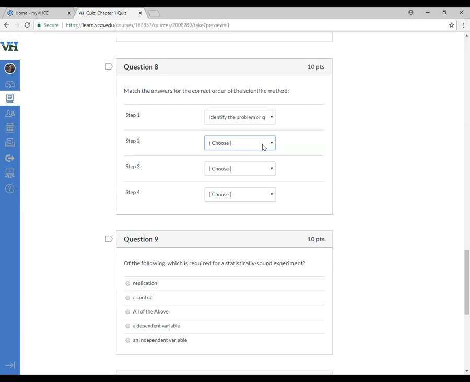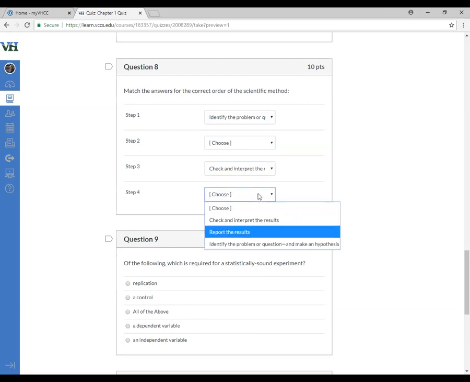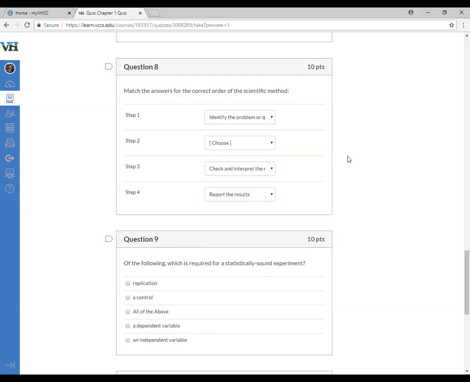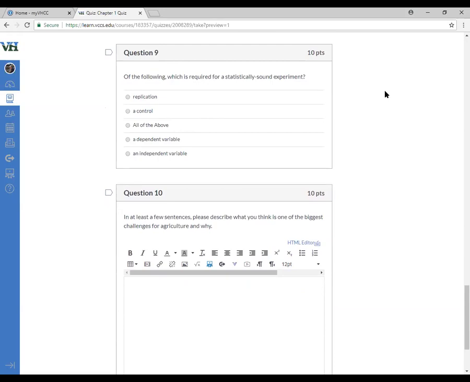So I ended up giving you all points for that. Step three would be to check and interpret the results, and step four is to report the results. So that's just the whole scientific method, and to get into how we conduct scientific experiments and how we learn, how plant science and technology is all based on this scientific method, basically. How we make new inventions, right?